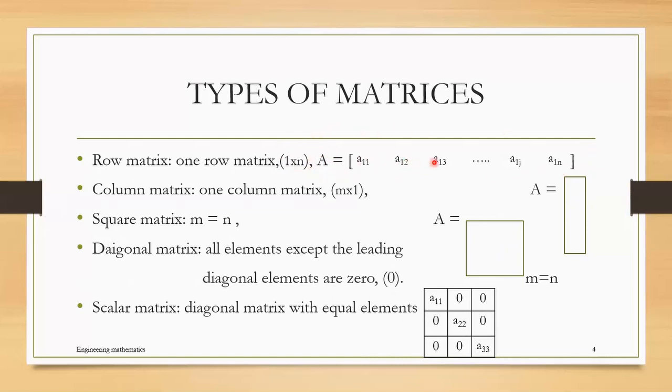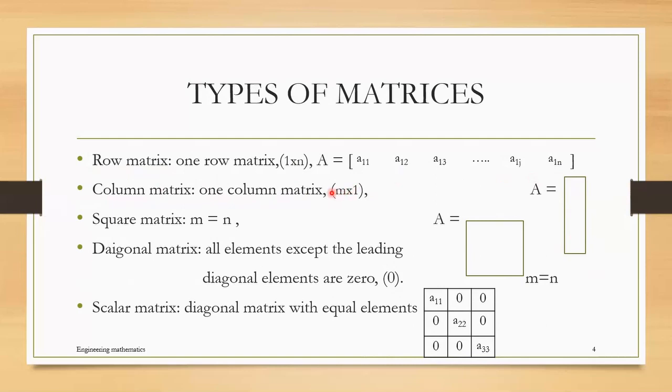Elements are A11, A12, A13. You can see here the rows are fixed, the first row, and the columns are as many as we require. Next is the column matrix, which is simply like the row matrix. We have only one column in a column matrix, represented as order m by 1, where m is the number of rows and 1 is the number of columns. Here this represents the column matrix.